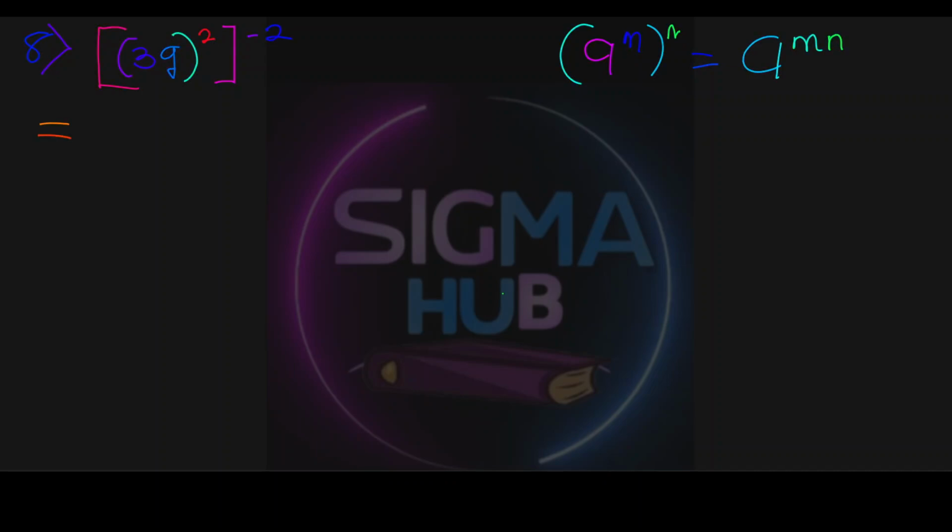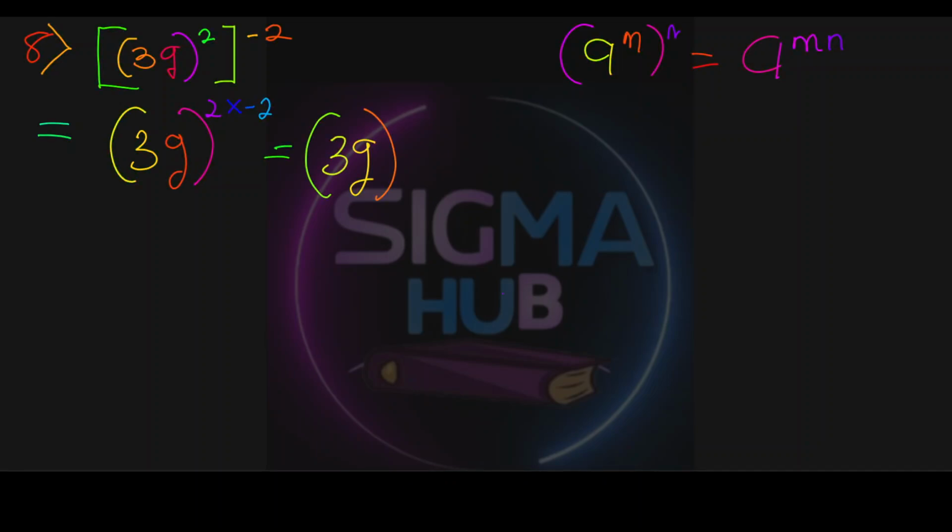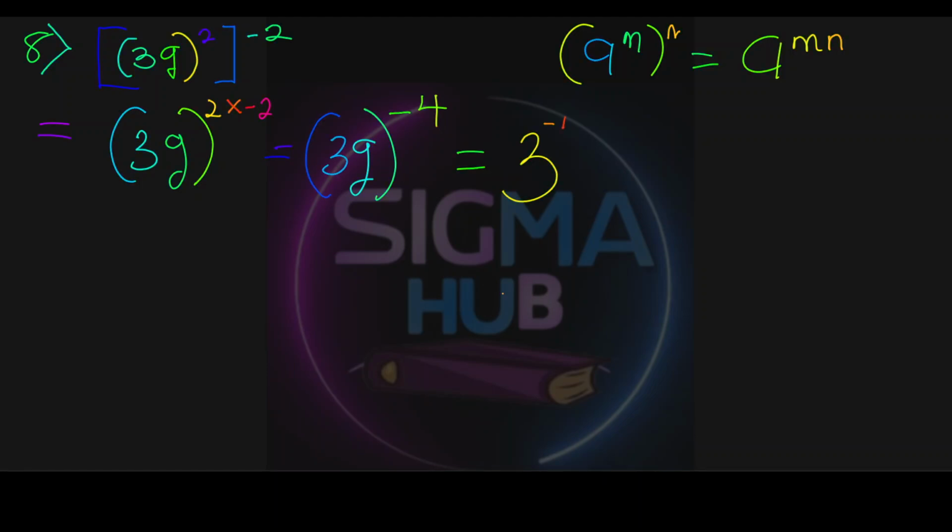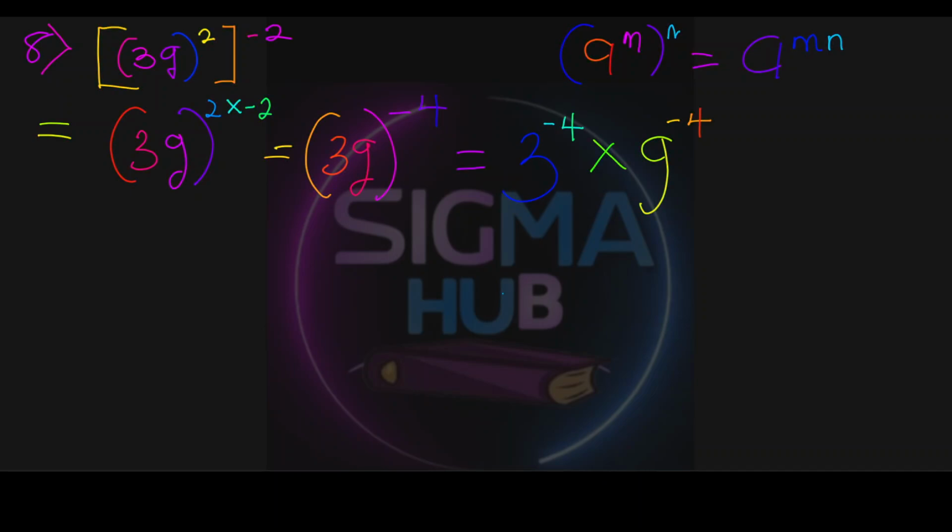And that's the same thing we're going to be using here. So it's going to be equal to 3g raised to the power of 2 times minus 2. And that's going to be equal to 3g raised to the power of minus 4. The minus 4 is for both 3 and g, because they are both enclosed in the bracket. Which is going to give us 3 raised to the power of minus 4 then times g raised to the power of minus 4.